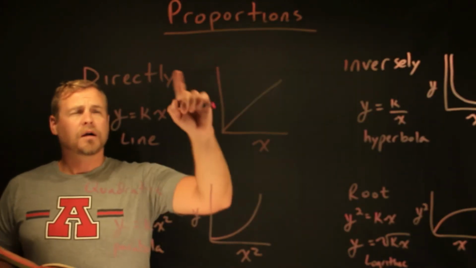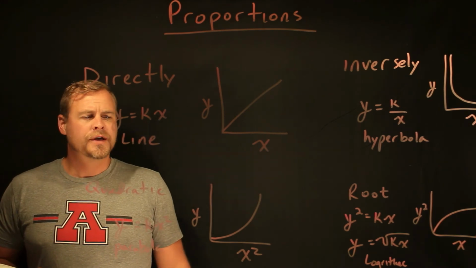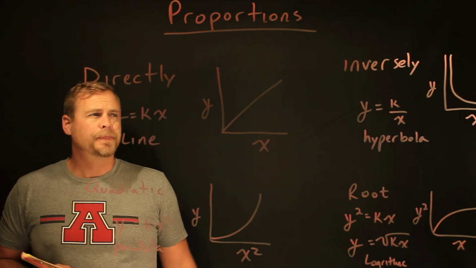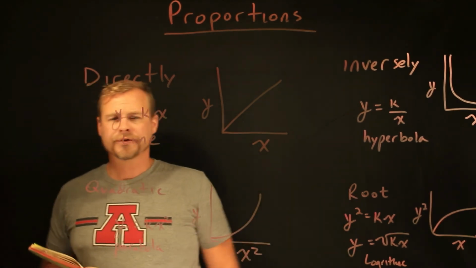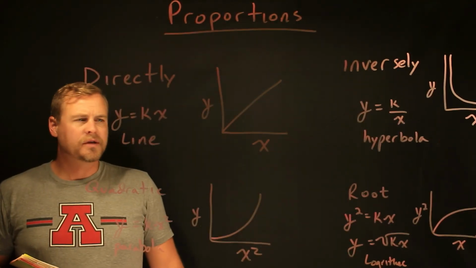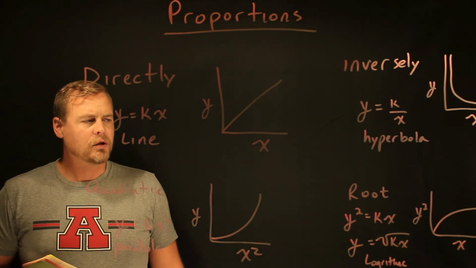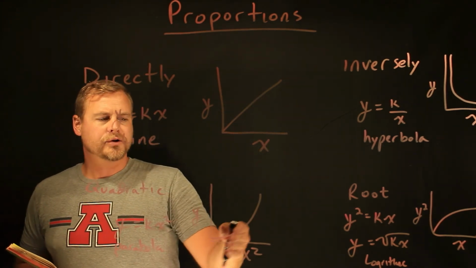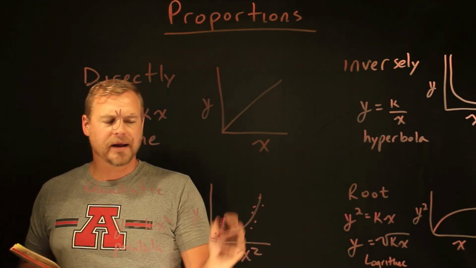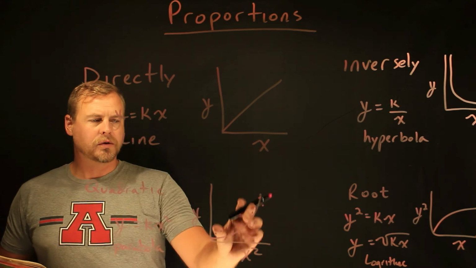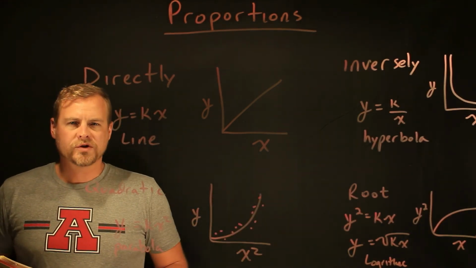Okay, proportions. There's 4 main base proportions that we'll use in physics: directly, inversely, quadratic, and root. So you're going to want to know these relationships between the formula and the line. It'll help in the labs as you plot your data and you see a scatter plot that might have a curve to it. It'll give you a better indication of what type of equation you're looking at.